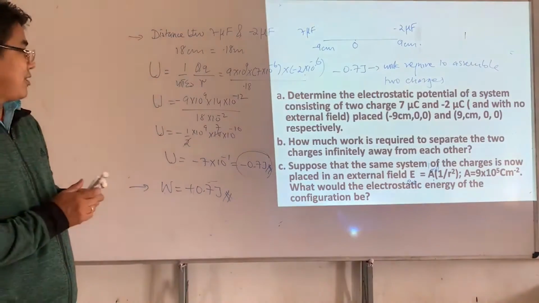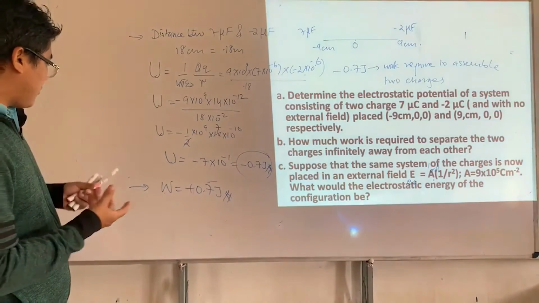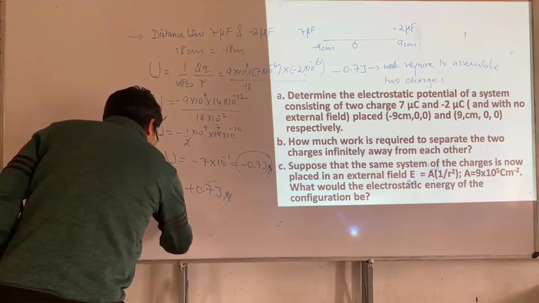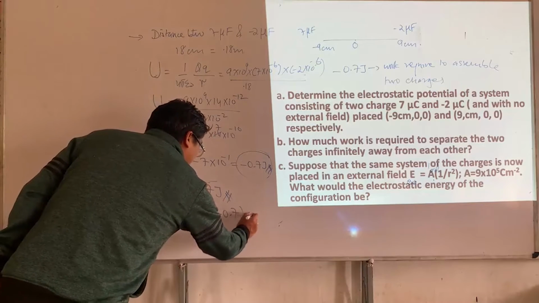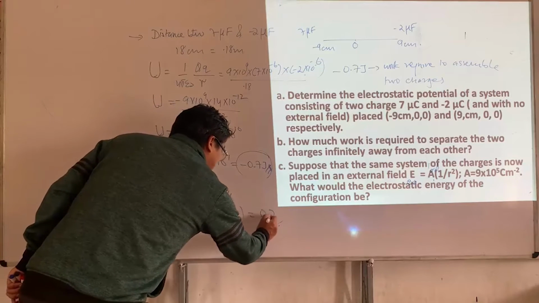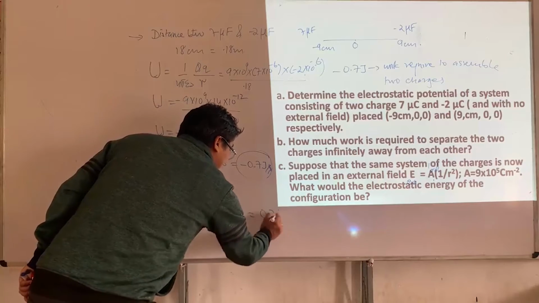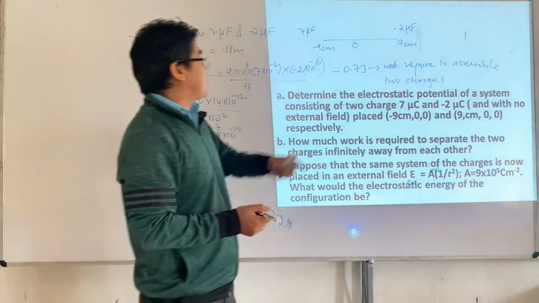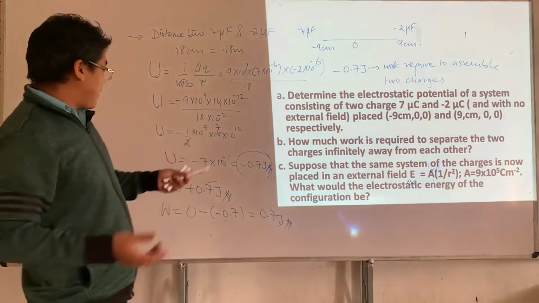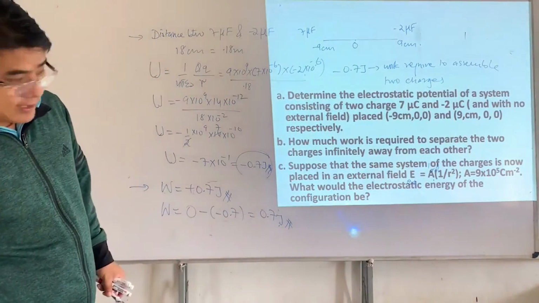This much work is required. Why? Because finally at infinity the energy is going to be 0, so 0 minus minus 0.7, and minus into minus is plus. So you can do it like this, or you can state it like this. The work required to assemble is this much, and the work required to separate is just the opposite, right?